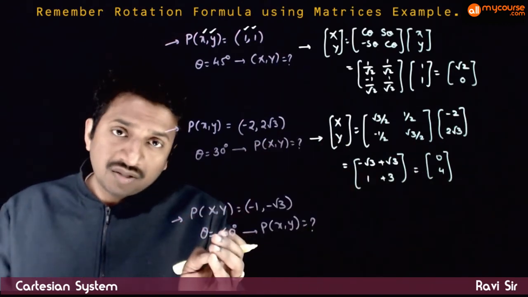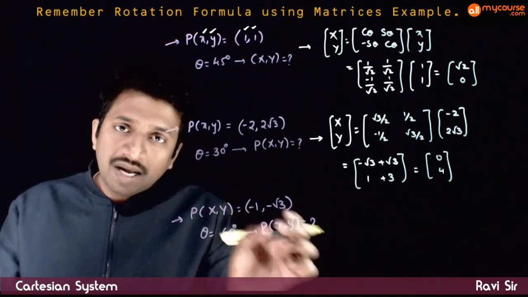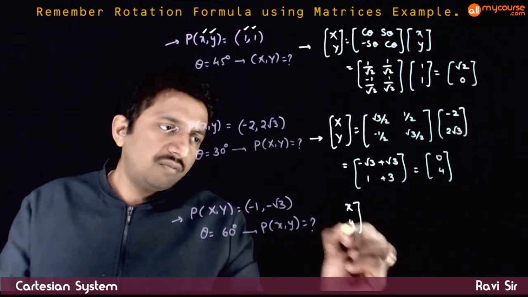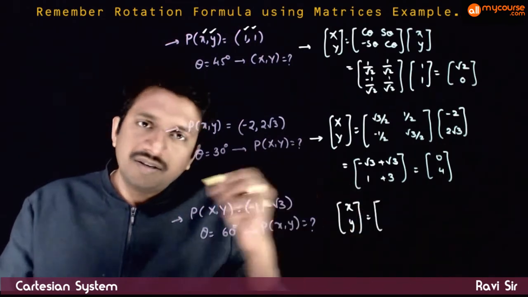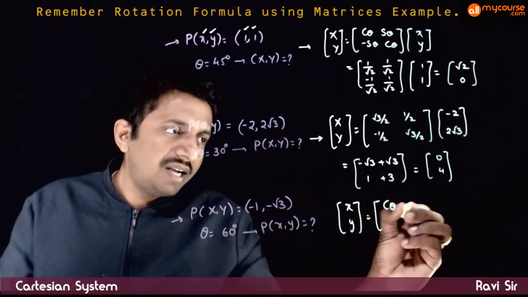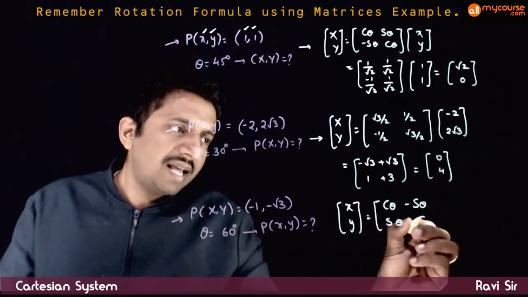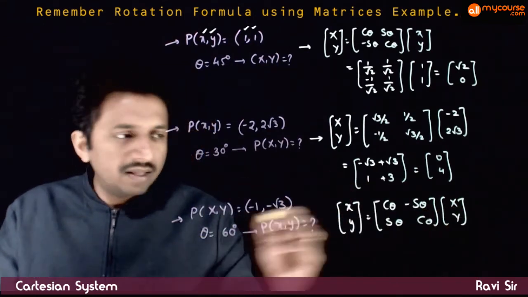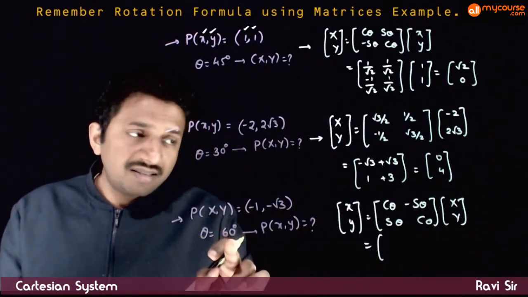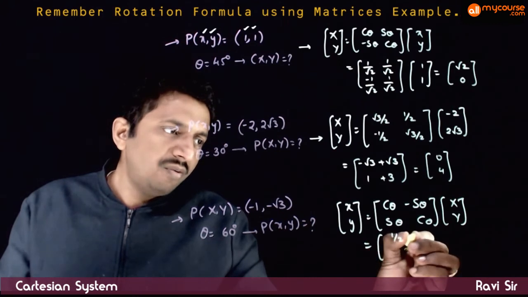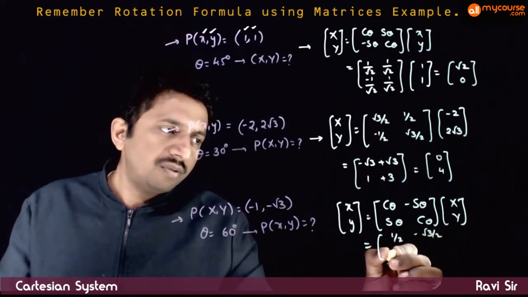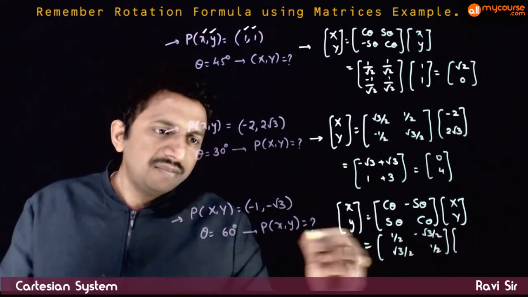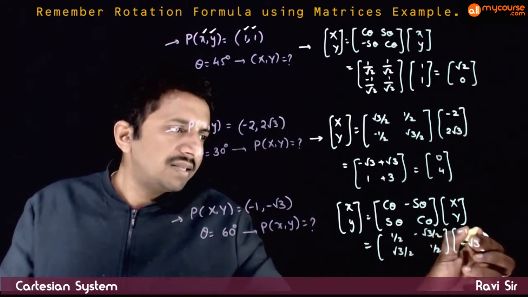Next, in this question, the new coordinates are given. You're asked to find the old coordinates. So let us write the matrix equation corresponding to the old coordinates. So here you have cos theta, minus sin theta, plus sin theta, cos theta, times capital X, capital Y. That is equal to, so theta is 60 degrees here. So 1 by 2, minus root 3 by 2, plus root 3 by 2, 1 by 2, times minus 1, minus root 3.